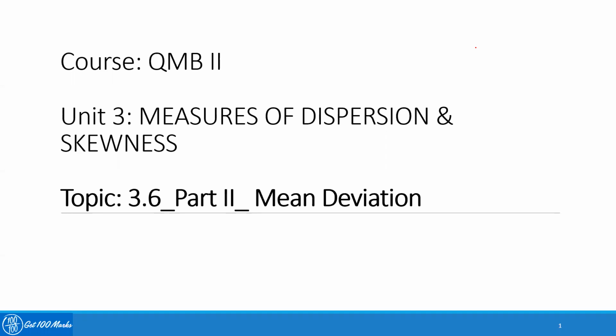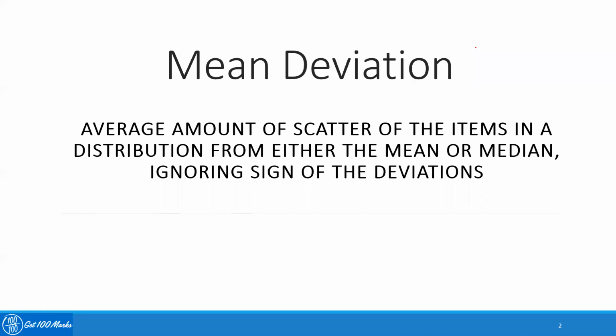Today I'll be discussing the mean deviation. There are two more methods on how to calculate mean deviation, from mean and from median, which I'll be discussing now. As I already discussed in my earlier video, mean deviation is the average amount of scatter of the items of a distribution from either the mean or the median, and it ignores the sign of the deviation.